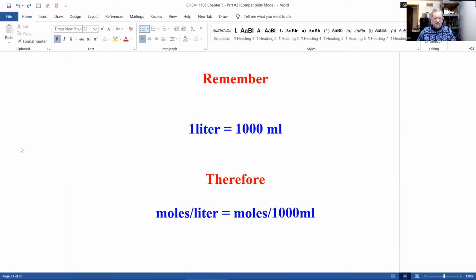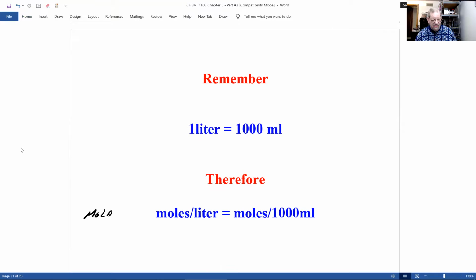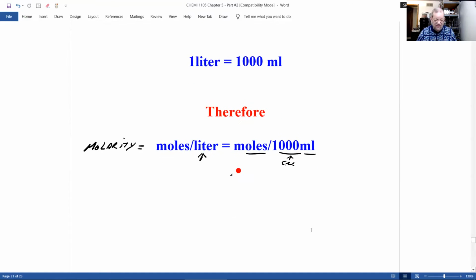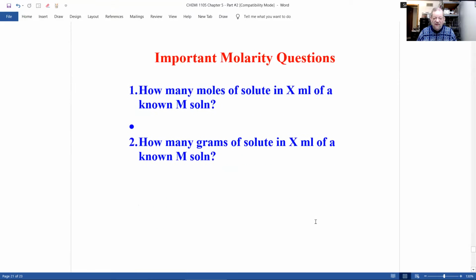Therefore, molarity, moles per liter, is also moles per 1,000 milliliters. Both liter and milliliters are exact numbers. That's part of the definition. So where does this take us? A number of important molarity questions. But before I go through these questions, let's go through some basics.